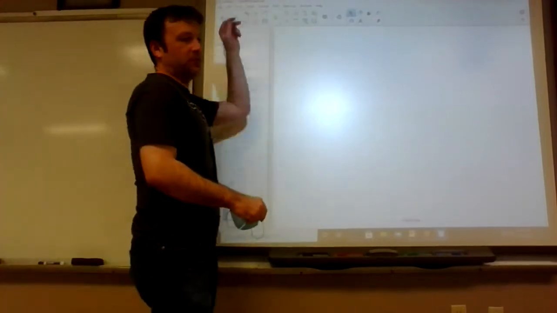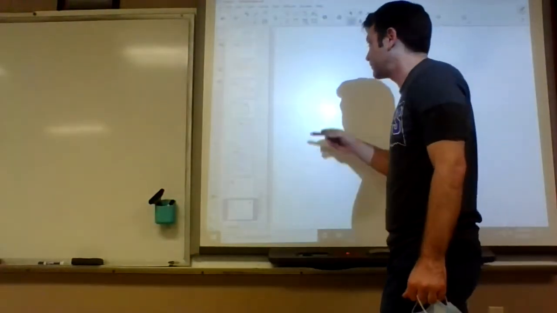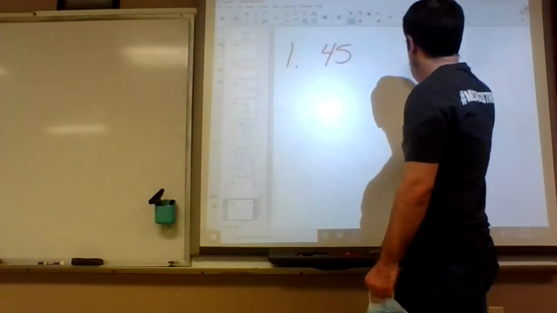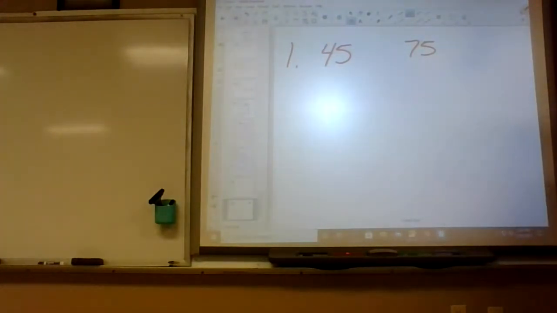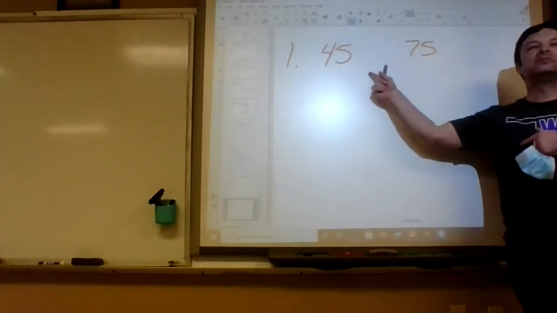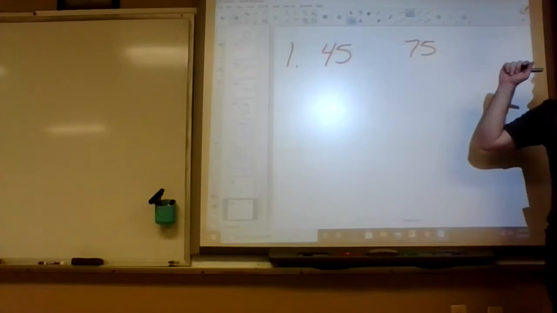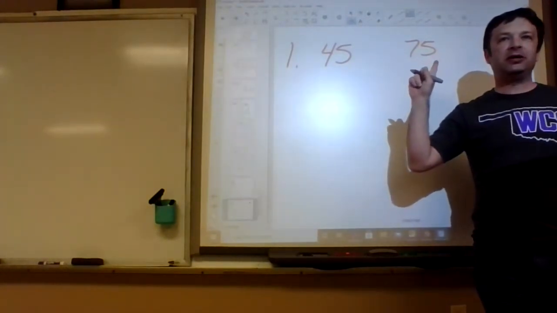Ready, set, go. Number 1. How do we find the GCF of 45 and 75? What does GCF mean? Greatest common factor. It means the biggest thing that can multiply into both of them. Do you guys have a guess? 5 is a good guess, but it's not right. 25 doesn't go into 45. No. 15 is correct. Okay, here's how you do it.